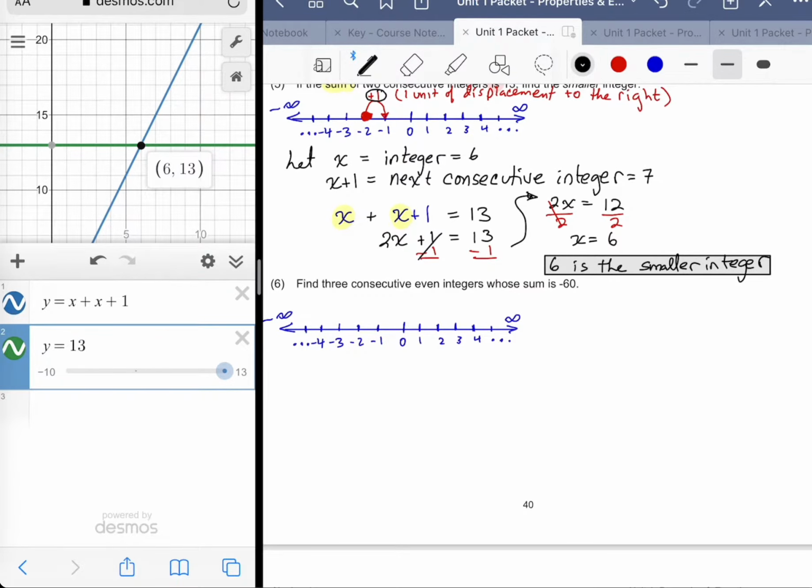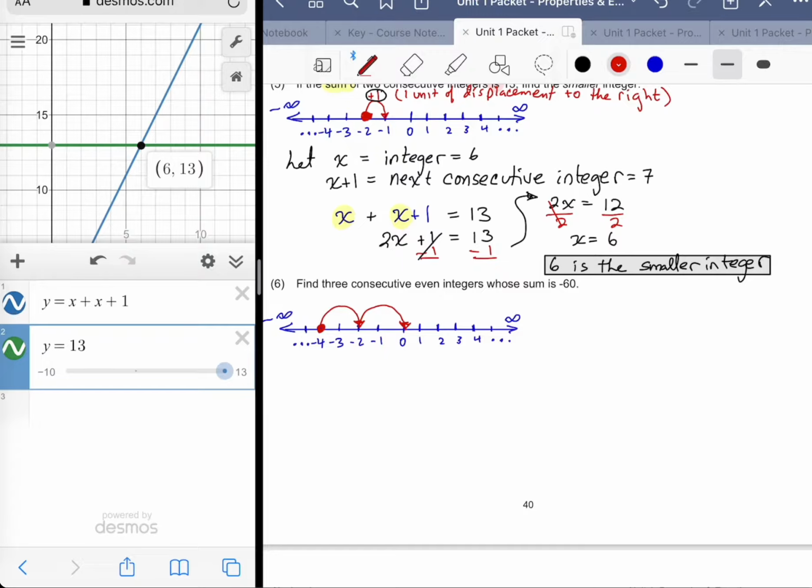Find 3 consecutive even integers whose sum is negative 60. All right, so back to the drawing board here. So I'm going to pick an even integer. Let's say let's go with negative 4. Consecutive even would mean the next even number in the number line. So I'm going to hop over that negative 3 right on to a negative 2. All right, so I have 2 consecutive even integers, negative 4 and negative 2. I would have to do it again to get a third consecutive even integer. So hop on over again, and I get to a 0.